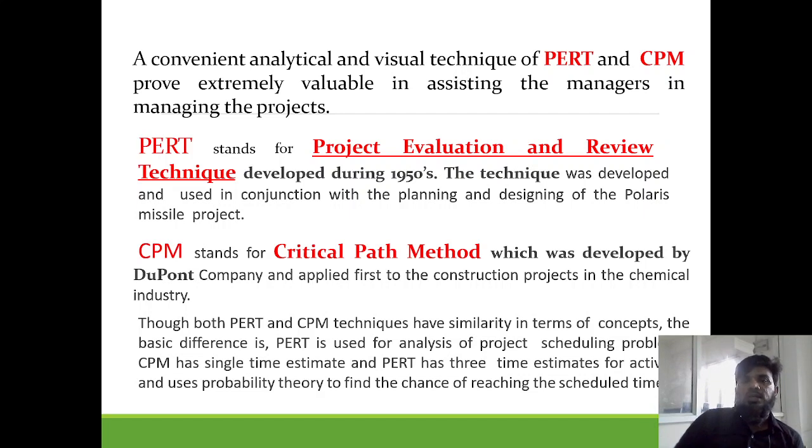In this, project management is evaluated by two techniques. One is PERT, which is nothing but Project Evaluation and Review Technique. PERT is one of the most important questions in your 5th unit. Project Evaluation and Review Technique, PERT. And next is CPM, Critical Path Method. These two methods are the ones we generally use.